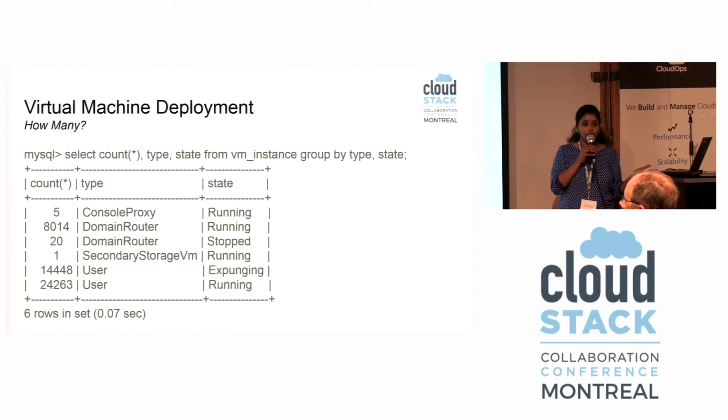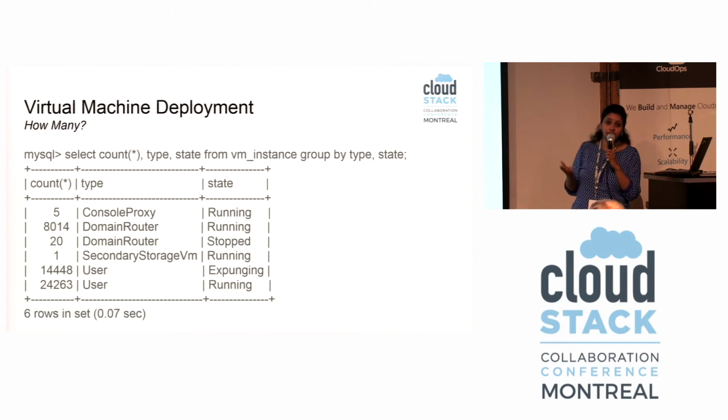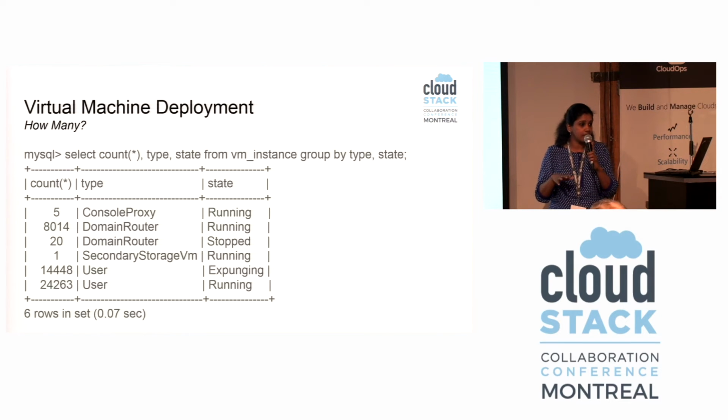All right. So to address the first part, virtual machine deployment: how many can I deploy? Like I said, this is a simulated infrastructure. I had around 4,000 simulated hosts set up in this infrastructure, and I tried to deploy as many VMs as possible. I had around 4,000 accounts, and this was an RVR setup. So I have around 8,000 routers running there.